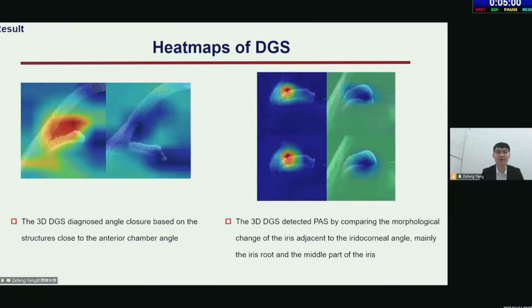Here you can see the heat map generated by the 3D DGS system. The 3D DGS diagnoses the angle closure based on the structure close to the anterior chamber angle. The 3D DGS detected the PAS by comparing the morphological change of the iris adjacent to the iridocorneal angle, mainly the iris root and the middle part of the iris.